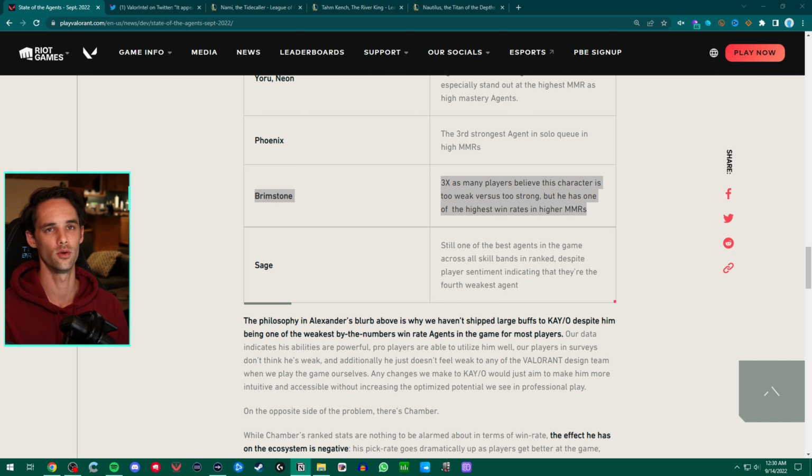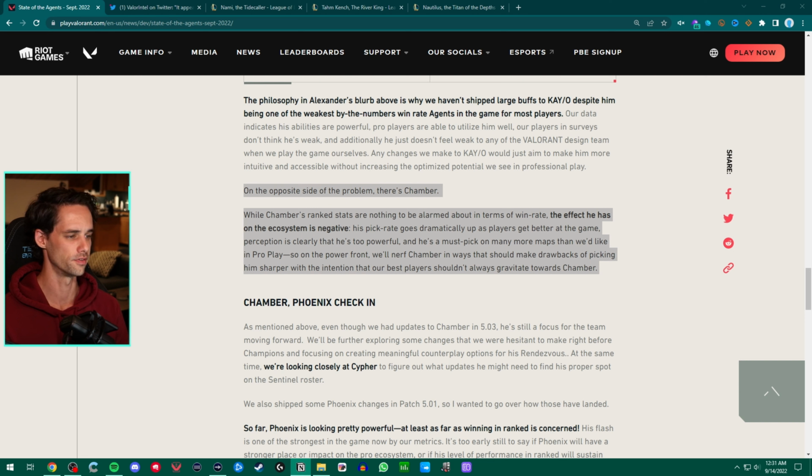They see one thing and we see another. So in this case, they have to figure out why this phenomenon occurs and how to navigate changing the agent. They mentioned Chamber being the opposite of KO, who is perceived to be strong, but in reality is not. Chamber's stats aren't anything special, but players believe him to be overpowered. They plan on nerfing Chamber's power, which they hope will allow for a more diverse Sentinel pick rate.